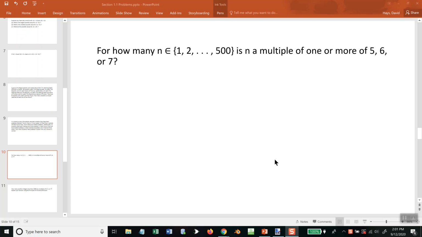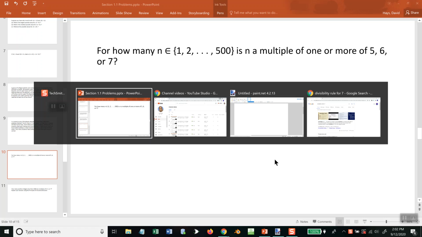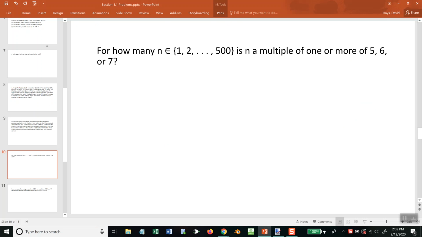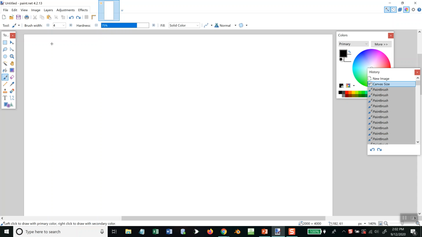Okay, let's take a look at this problem. For how many n, which is an element of the set 1 through 500, is n a multiple of one or more of 5, 6, or 7?